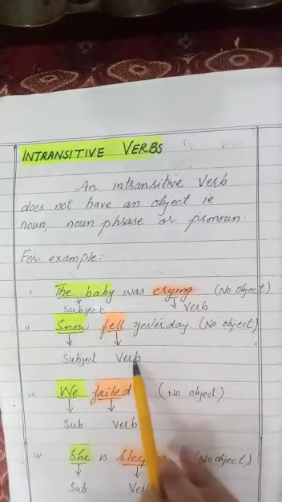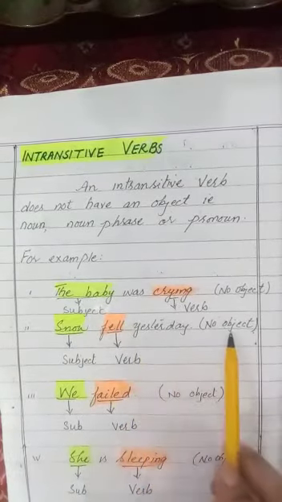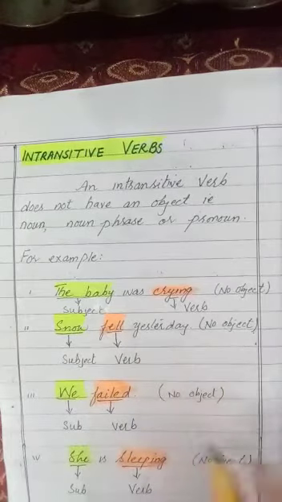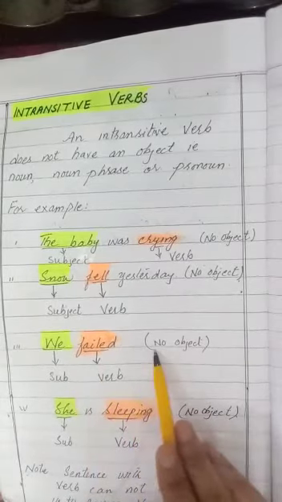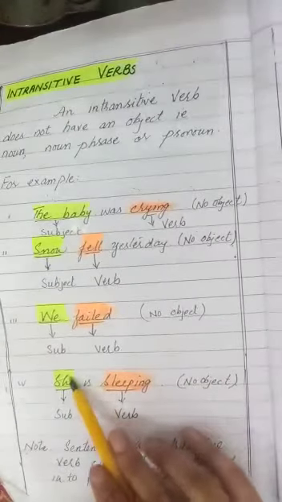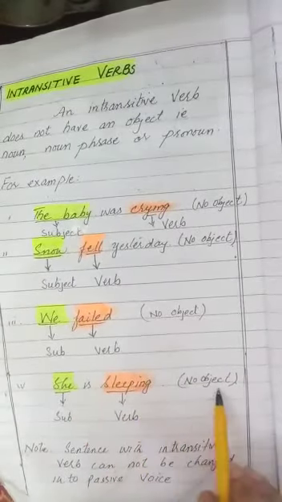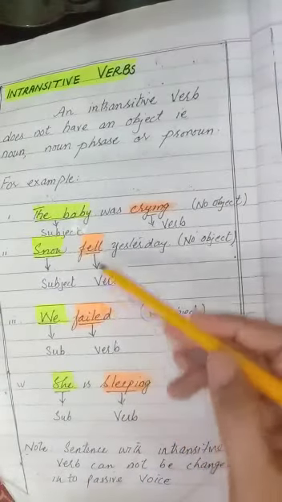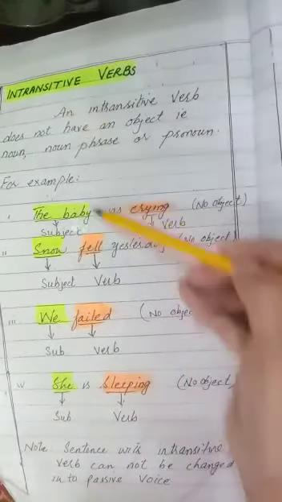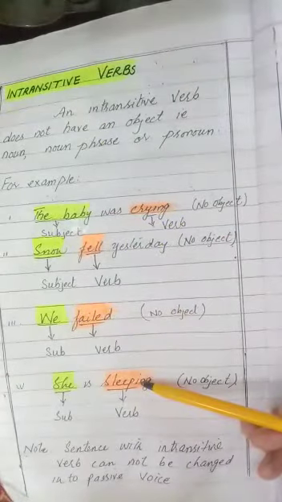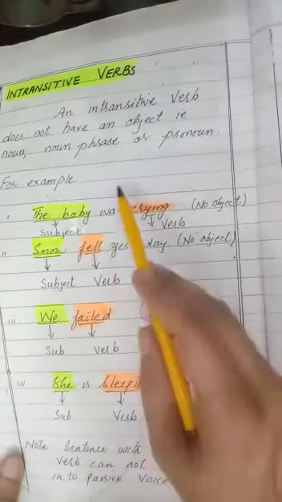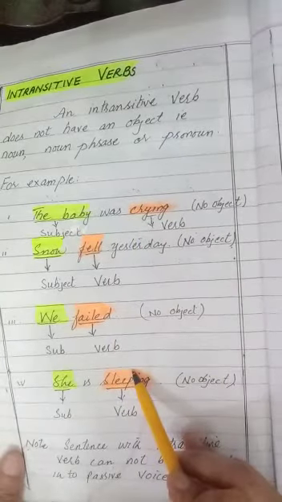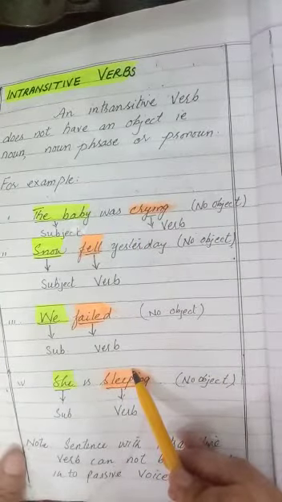Snow fell yesterday. Snow is the subject, fell is a verb, and yesterday is not the object, that is an adverb of time. Then we failed: we is the subject, failed is the verb, and no object is here. Then she is sleeping: she is the subject, is sleeping is the verb, no object. So all these highlighted verbs are called intransitive verbs because they don't require an object. An important point is that sentences with intransitive verbs cannot be converted into passive voice.